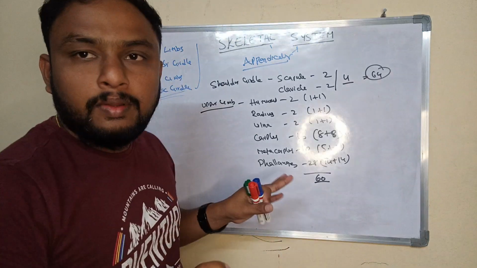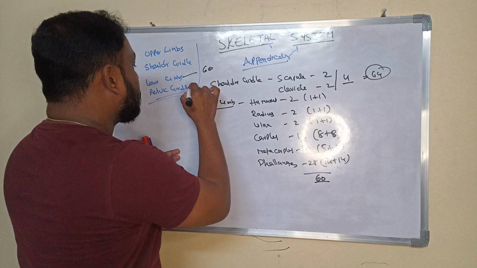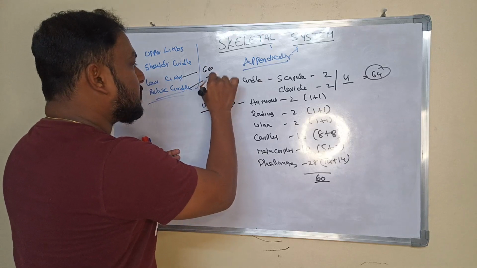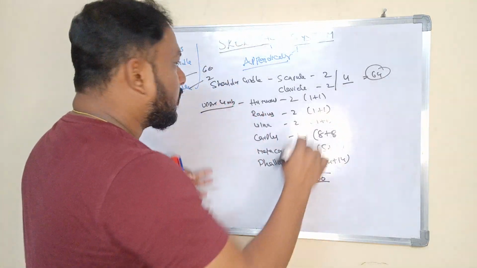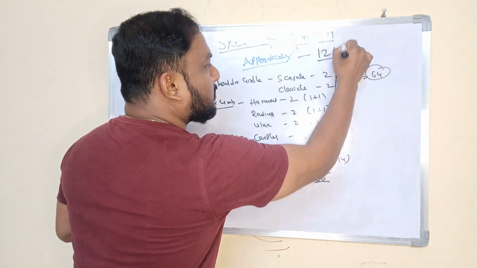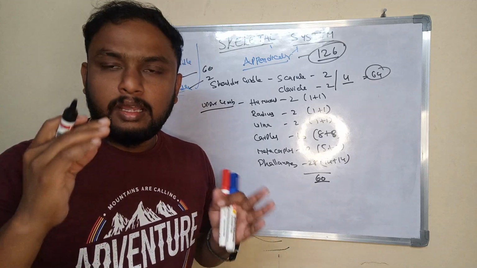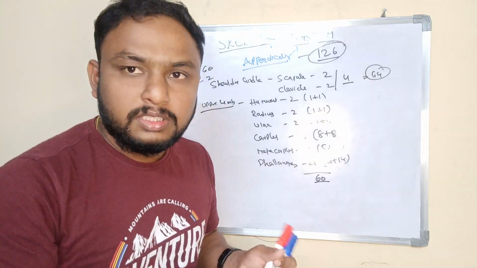Next, lower limb and extremities. Lower limb again has 60 bones, pelvic girdle is 2, total 62. So about 126 bones in the appendicular skeletal system. In the axial, 80 plus 126, 206 bones.